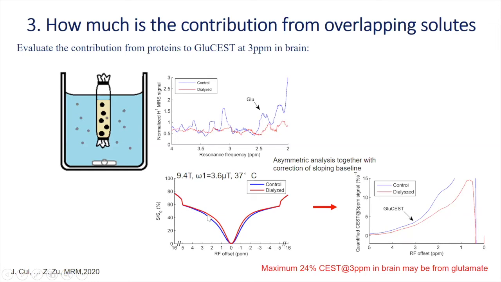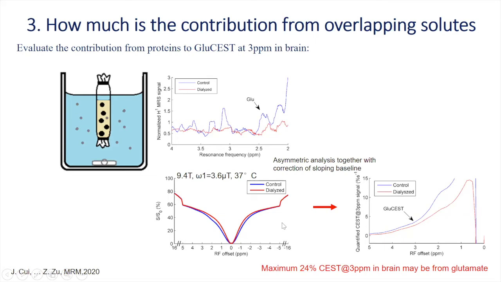And we also found that the asymmetric analysis with the suppression of signal at 3 and -3 ppm may reduce some CEST signal from glutamate. So if we can quantify the glutamate signal at 3 ppm by removing the baseline with fitting or some other approaches without using the asymmetric analysis, probably we can enhance the detection sensitivity.